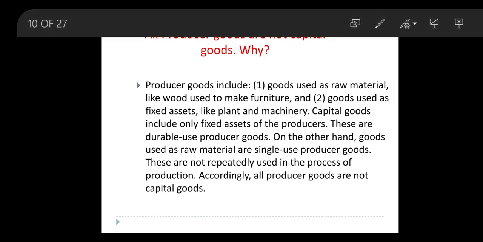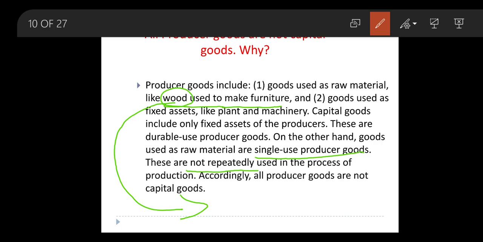Let me use a very simple example: wood, which is used in making furniture. Now, wood is used in making furniture. That means wood is used for producing a final good. It's a producer good, but it is not a capital good because it cannot be used continuously, it cannot be used repeatedly. It is a single-use producer good, and therefore wood is not a capital good.